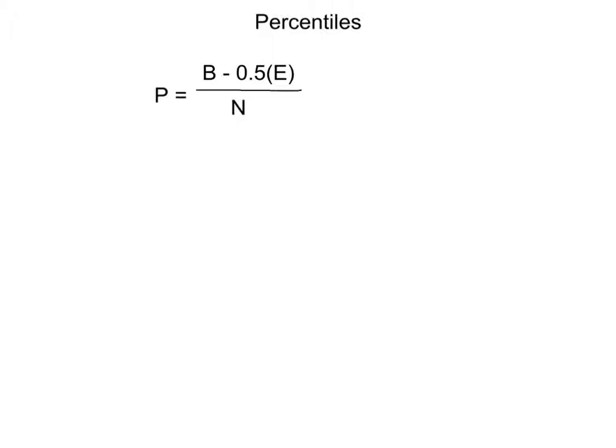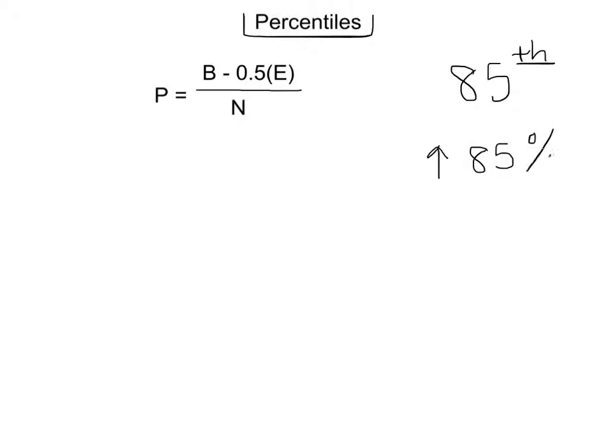Let's turn to percentiles now. When we talk about percentiles, what we're talking about is the percentage of people that fall below you. So if you're in the 85th percentile, for example, and think back to when you took tests back in 2nd and 3rd grade and they said you were in the 85th percentile in reading, what it meant is that you scored better than or above 85% of the population.